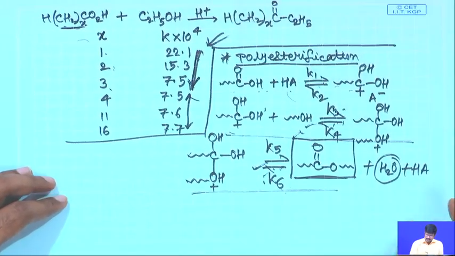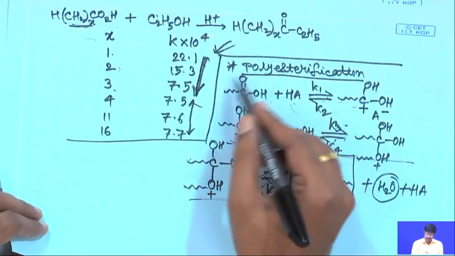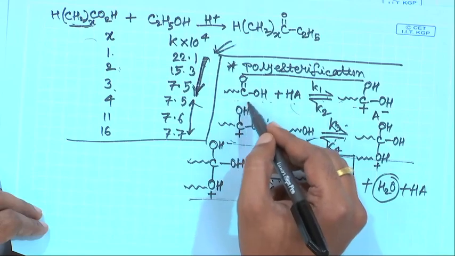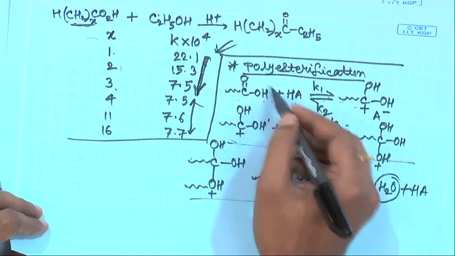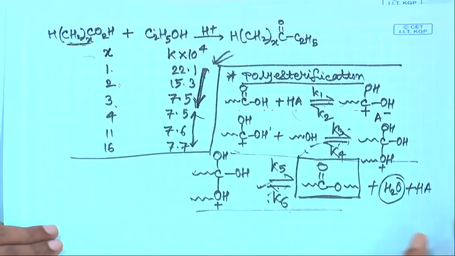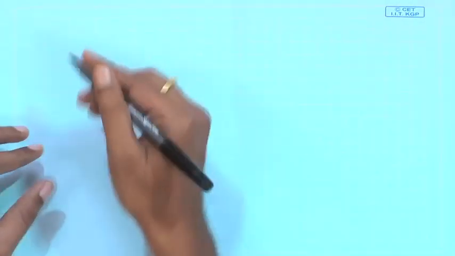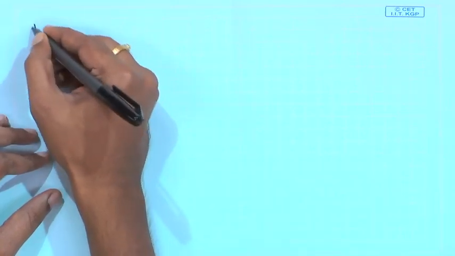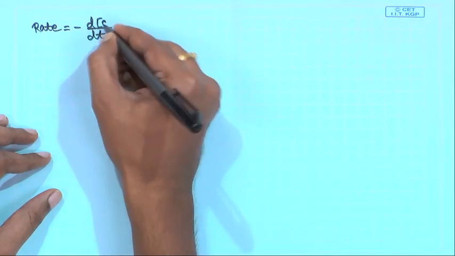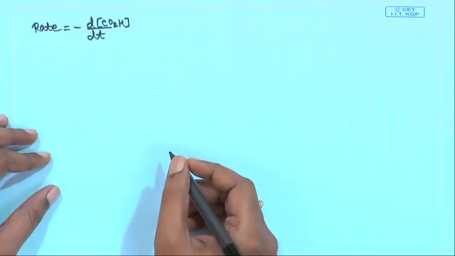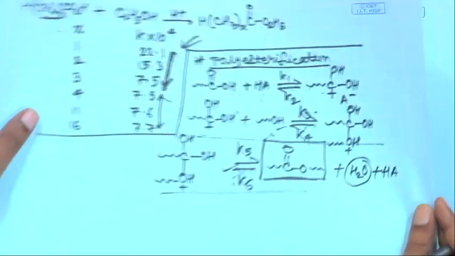So, now what you can do is follow the rate by simply following the disappearance of carboxylic acid, the rate at which it disappears. You could actually titrate it with a base of known concentration, and then you can see how it is disappearing. So, that is the rate of the reaction. The rate of the reaction is then minus the rate of disappearance of your carboxylic acid. Let me go back to the previous slide.